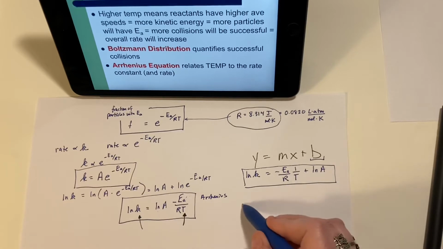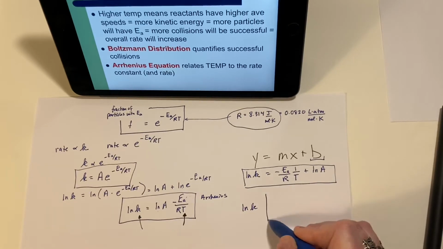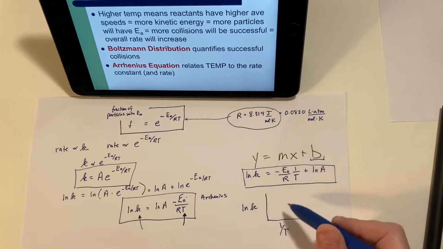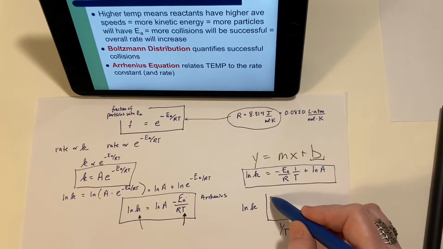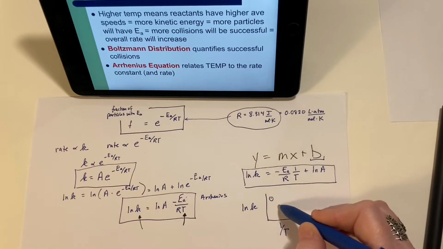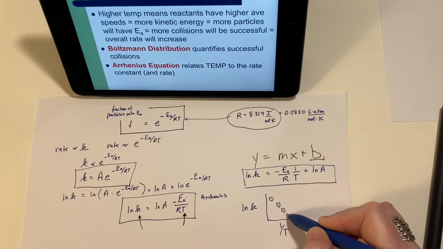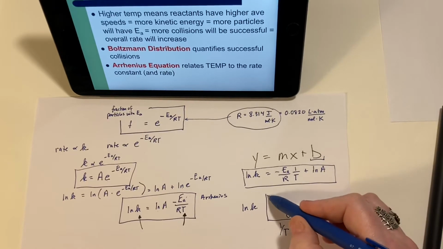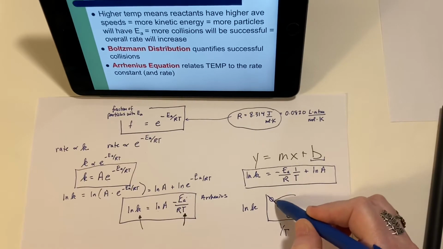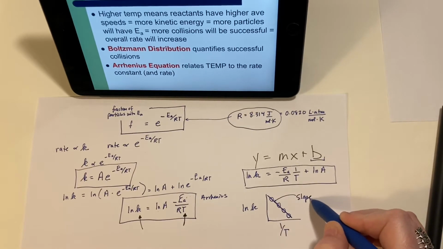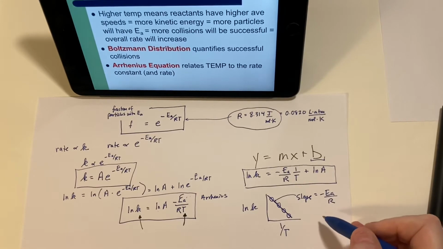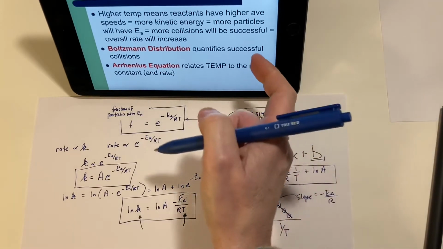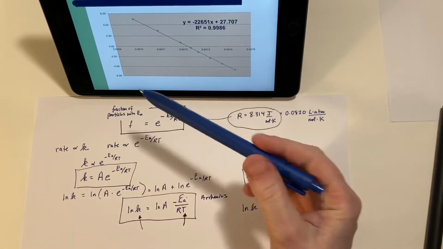Wow, that means we could take data and plot our y value versus our x value. And it looks like we should get a negative slope. If we plot some data as natural log of k versus 1 over temperature, we'll get data with a negative slope. We can fit a trend line to that and get a slope. The slope is negative Ea over R. That's great. So I happen to have some data right here.